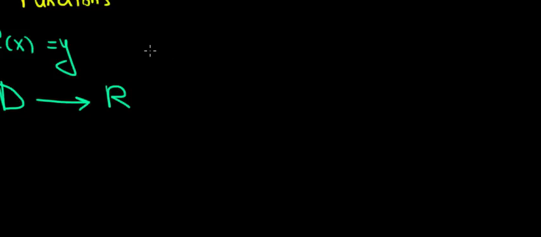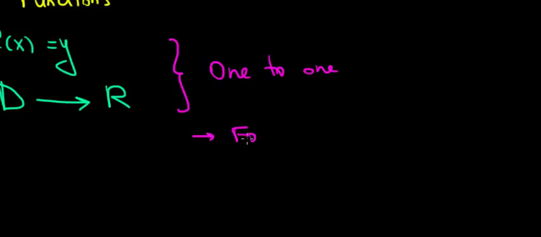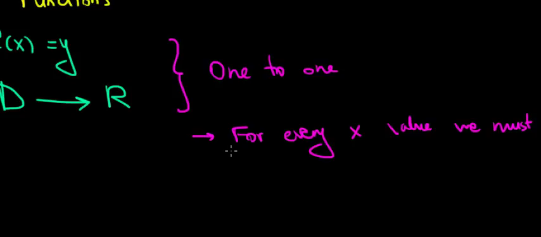A function to be valid, it has to be one-to-one. So we must have a one-to-one function. And what does that mean? A one-to-one function means that for every x value, we must have only one y value. We must have a unique y value.